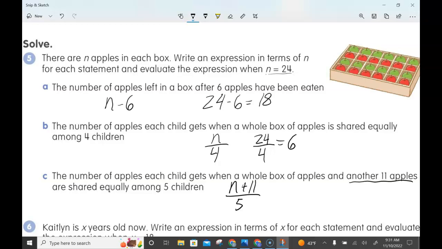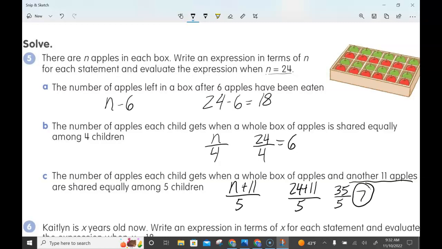So what we have here is 24 plus 11. Where am I getting my 24 from? That's how many apples I have. Plus 11. It's going to be divided by 5. So we plug in 24 for n. 24 plus 11 is 35. We're sharing them amongst 5 children, so divided by 5. How many apples does each child get? It would be 7.